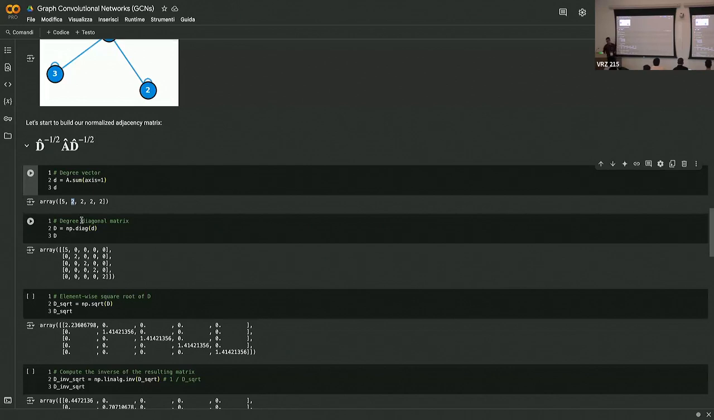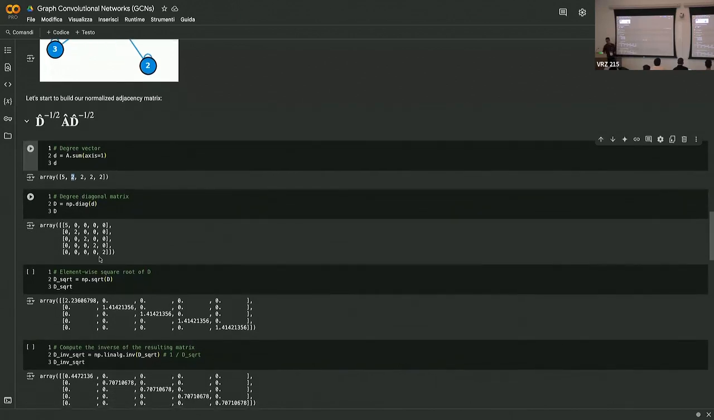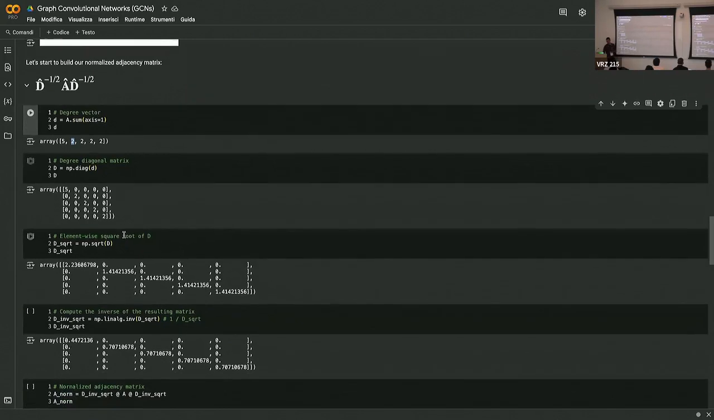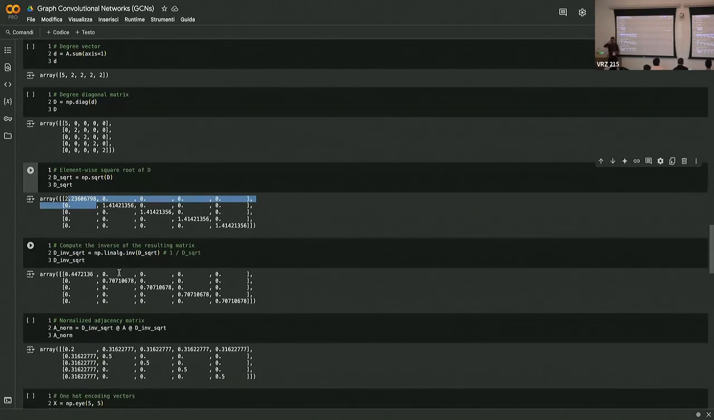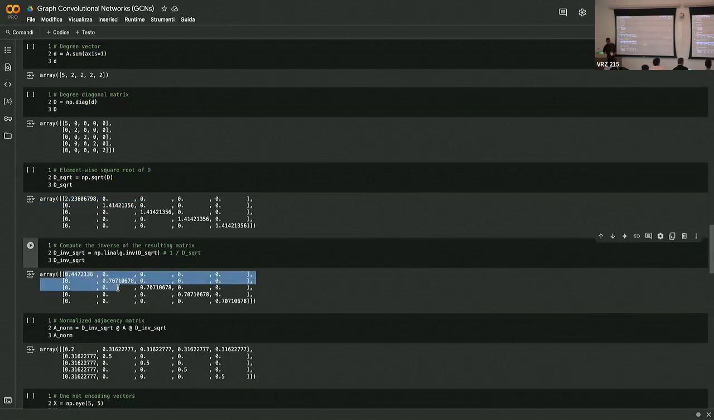And we put all this vector in a diagonal matrix, right? Then we take these numbers and we apply the square root. So you see the update here. And then we put the square root under the 1, right? So we get the number 1 over this number. And you obtain something like this.